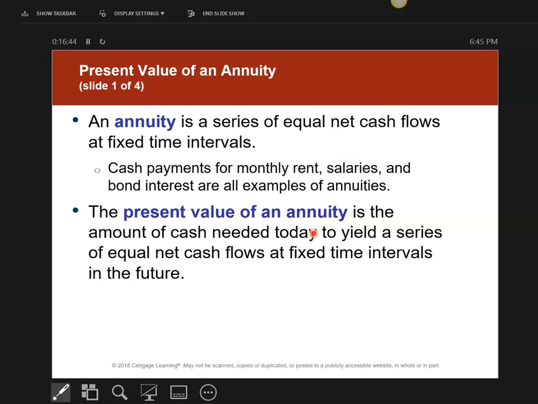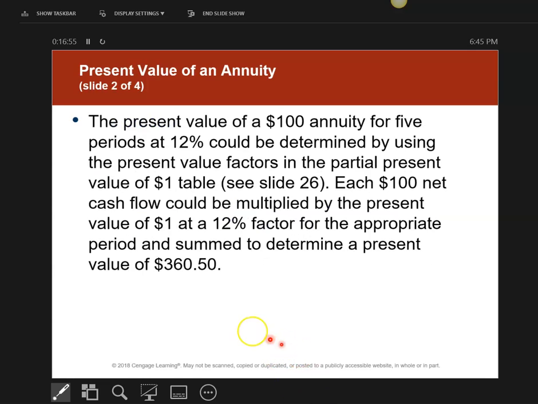So the question is, I'm going to get so much money over a period of time, but what I'm going to want to know is, what is it worth today? All the money I will get in the future, what will it be worth today? So we're going to talk about a $100 annuity for 5 periods at 12%. So the question is, every year for 5 years, I'm going to get $100. And so I know that at the end of the period, I will actually have $500 given to me. But we're going to look at the present value of the annuity.